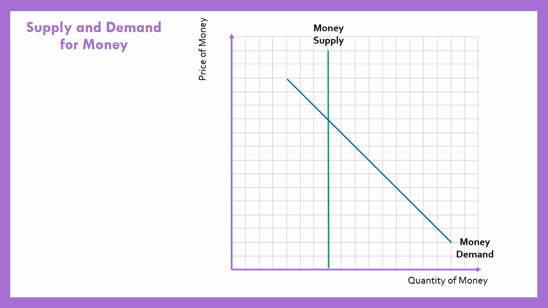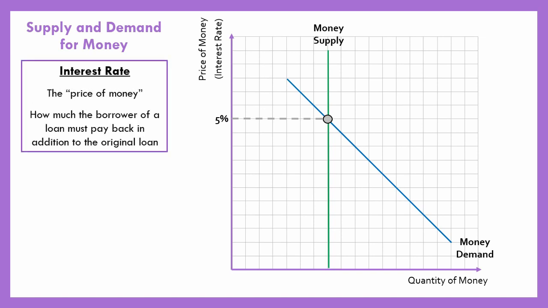You don't walk into a bank and they just say, yeah, here's $200,000 for a house. Go have fun. What they do is they expect you to pay some of that back on top, and we call that interest. So interest rate is our payment or our price of money. And so let's say the price of money right now is at 5%. That's the price. That's how much a borrower must pay back in addition to the original loan.